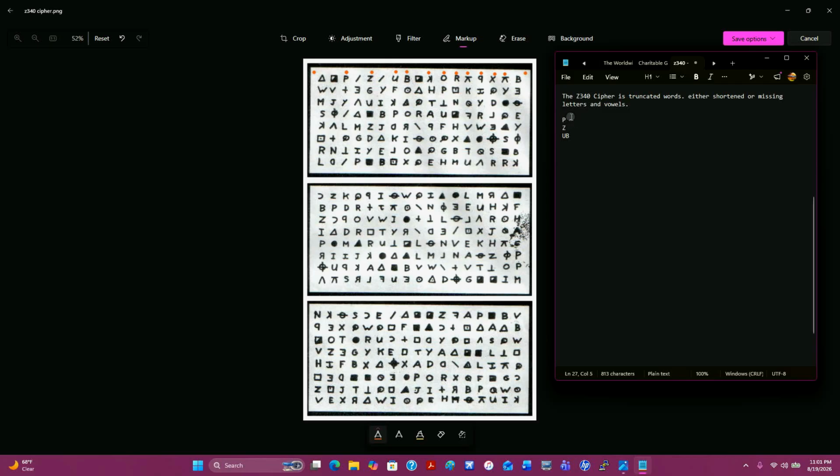So I think that P is plan, and that this Z is Z, right? And that UB is U-boat. I think U-boat is like that, right? So now you have my solution for those three symbols, or 1, 2, 3, 4 of the Z340 cipher. So I'm going to sign my name to that.